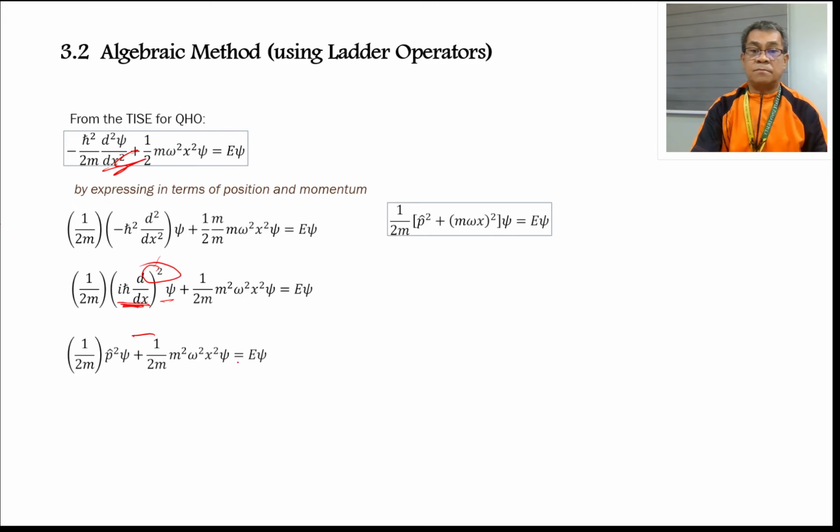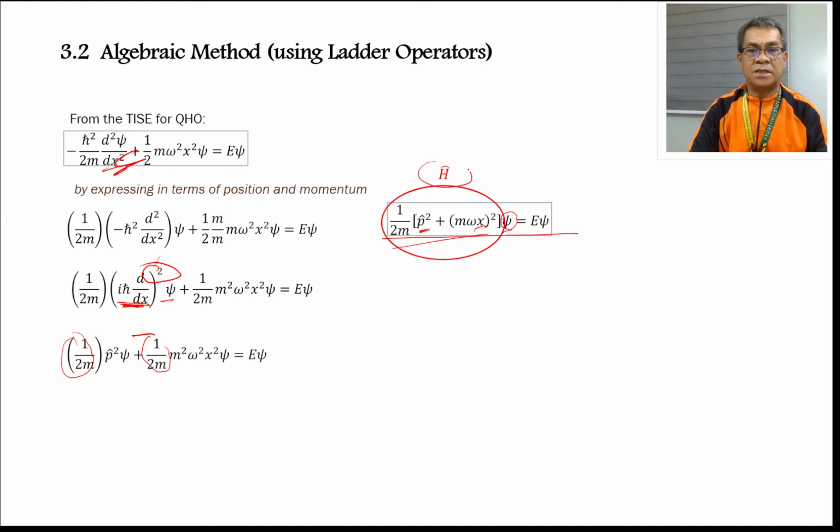Now, therefore, we can factor out the 1 over 2m. So this 1 over 2m can be factored out, and hence we have this result. So this is now in terms of position, in the presence of x, and we have this in terms of momentum. So we successfully expressed that in terms of momentum. Now, take note, this is an operator that acts on the psi.